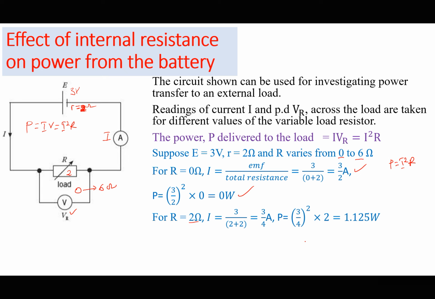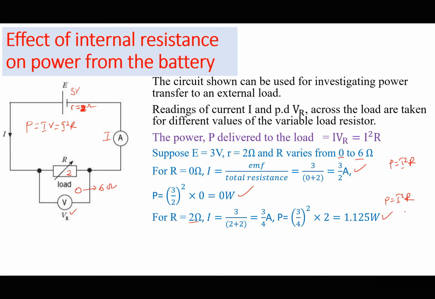So it means the current is going to be equal to 3 divided by 4 amperes. And using the same formula, power delivered equals I squared times R. The current is 3 over 4, but squared, times the load resistance, which is capital R, which is 2. It is giving me 1.125 watts.